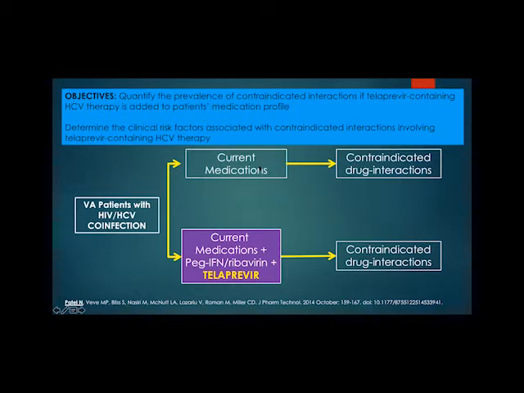So very, very simple study to do. It didn't actually require patients to receive telaprevir-containing therapy. All we needed were the medication lists from our co-infected patients at the VA. We took that medication list, ran it through an interaction checker, quantified the frequency of interactions, and then hypothetically added telaprevir to that medication list with PEG-RIBA, because that was the entire regimen, and quantified the excess frequency of interactions that would have been observed. A very straightforward study to do with very little resources.